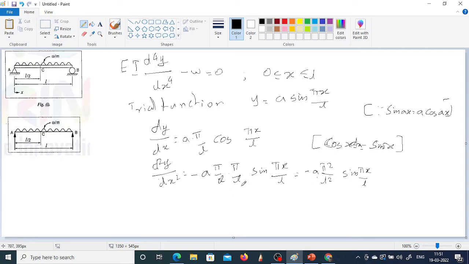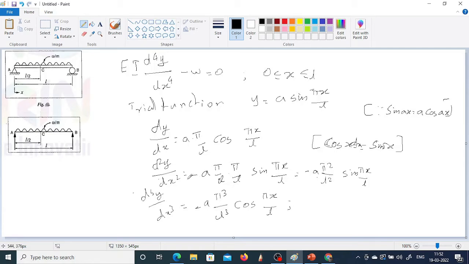This is also not enough, so I again differentiate to get d³y/dx³. From this, minus a, again I perform the differentiation of sin(πx/L) with respect to x, and here I get π³/L³, and the sin is converted into cos(πx/L). Likewise, I can get the equation.